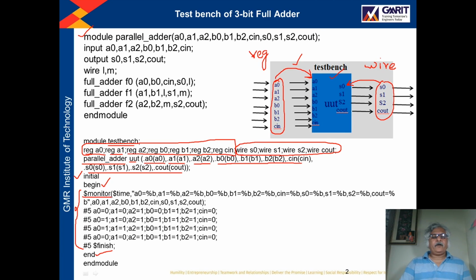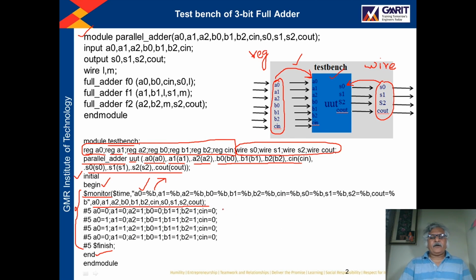Then $monitor is the directive of the test bench which is used to run the simulation whenever there is a change in the value of the variables of the test bench. These variables are A0, A1, A2, B0, B1, B2, Cin, S0, S1, S2, Cout. And here these variables are declared as bit type. So you see here A0 is equal to percentage b. B means bit type. All these variables are bit type.